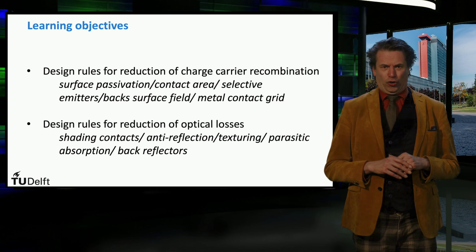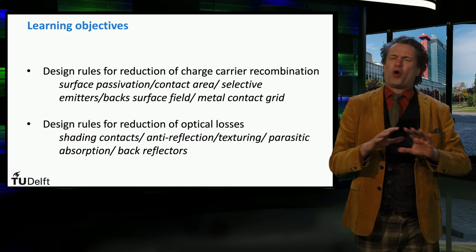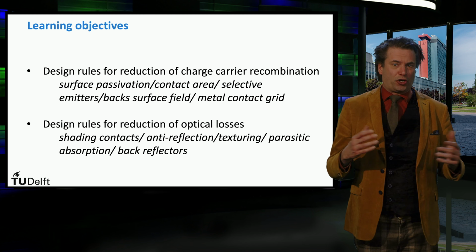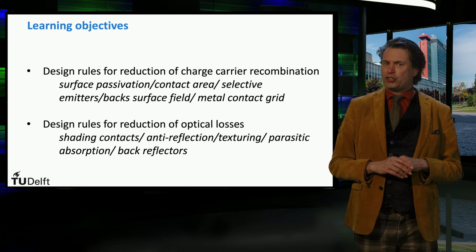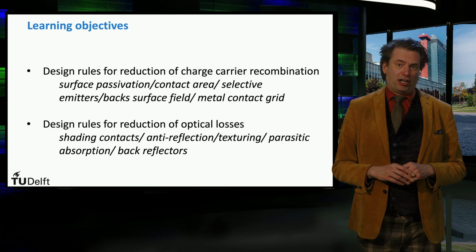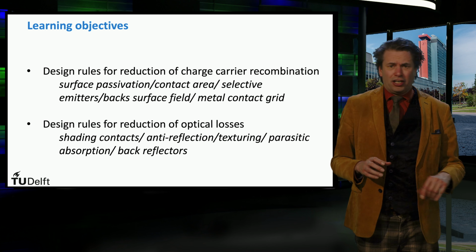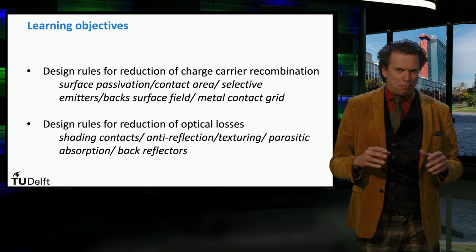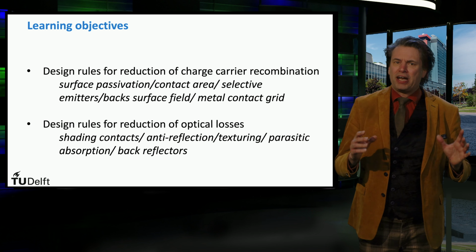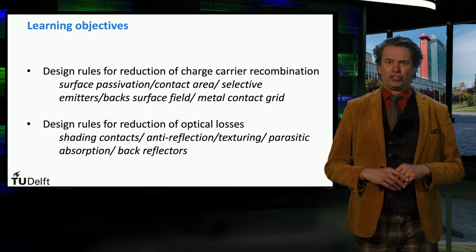The first learning objective is to understand all design rules related to the reduction of charge carrier recombination losses. We will discuss how surface passivation of cells, reduction of contact area, selective highly doped emitters, back surface field and the metal contact grid plays a role in this design rule.